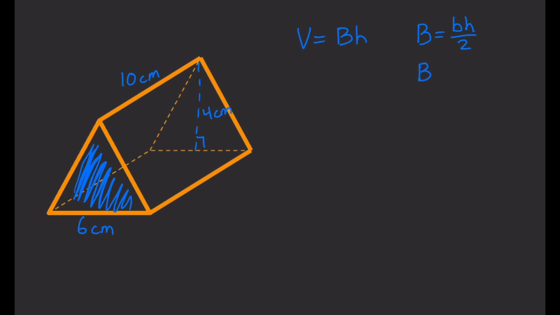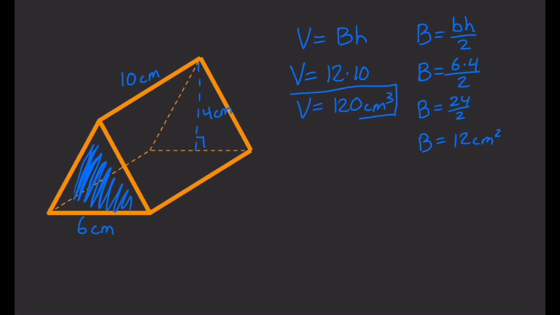I'm going to go ahead and start plugging in numbers here. So I'm going to put in 6 for the base of my triangle, times the height of my triangle, which is 4, divided by 2. 6 times 4 is 24, divided by 2. And 24 divided by 2 gives me 12 centimeters squared for my area of the base. Plug that back into the formula here. I'm going to have 12 times 10. 12 times 10 is just going to give me 120 centimeters cubed, the volume of my triangular prism.